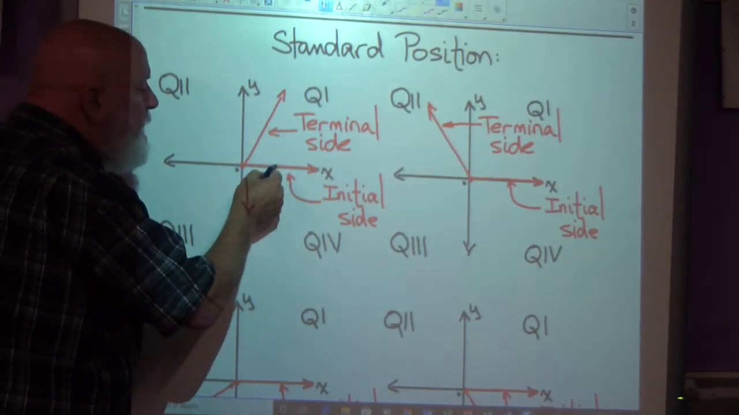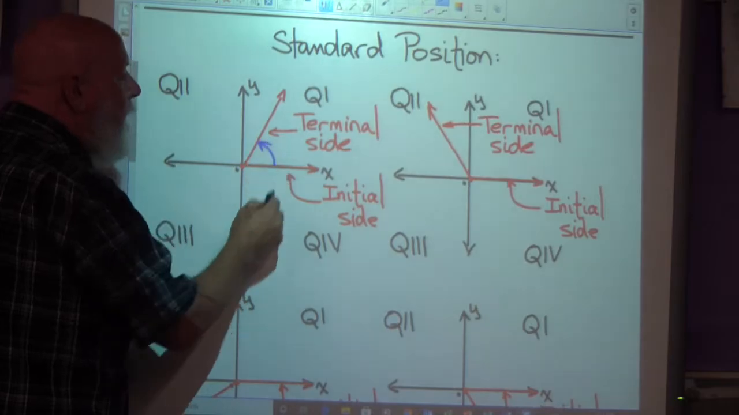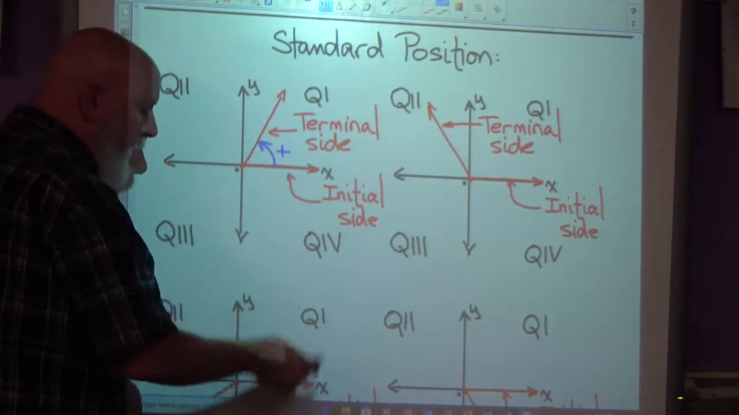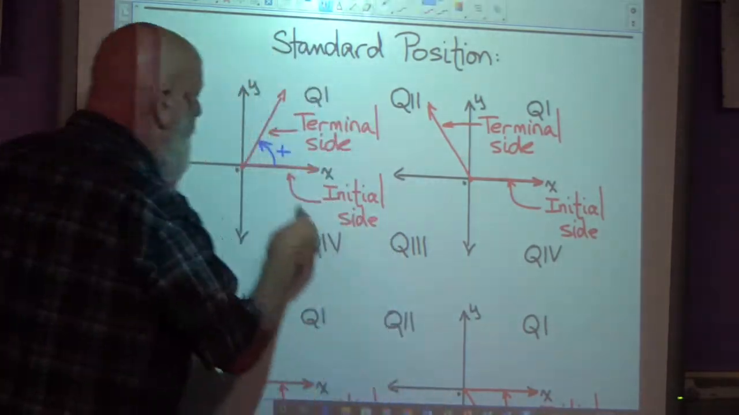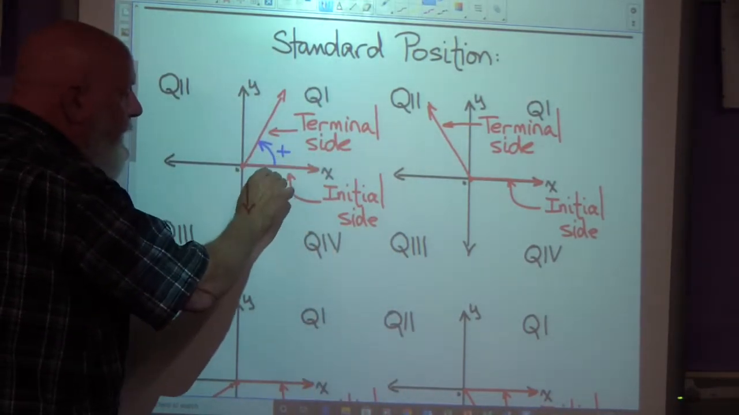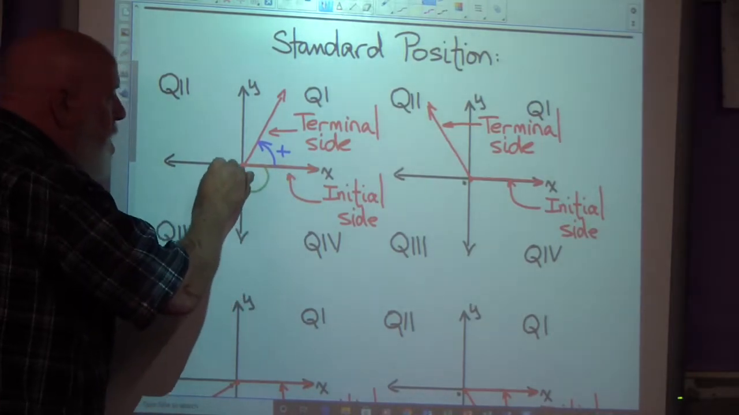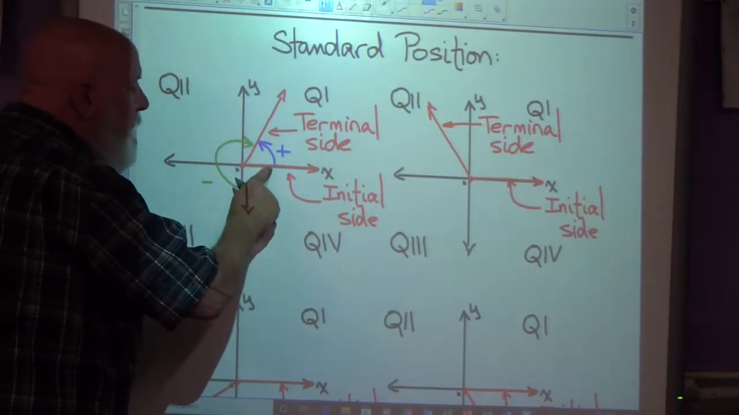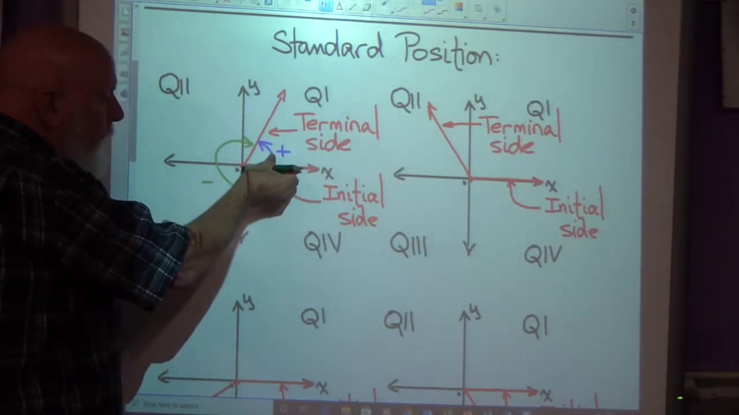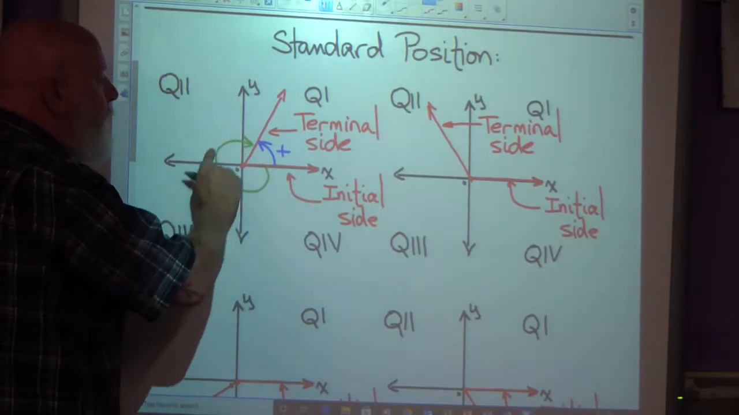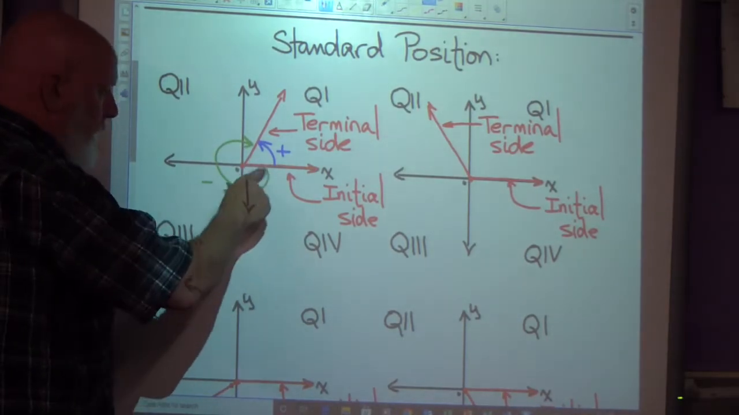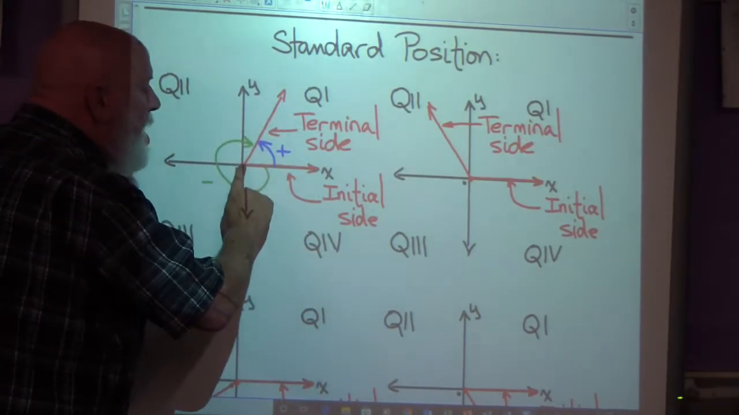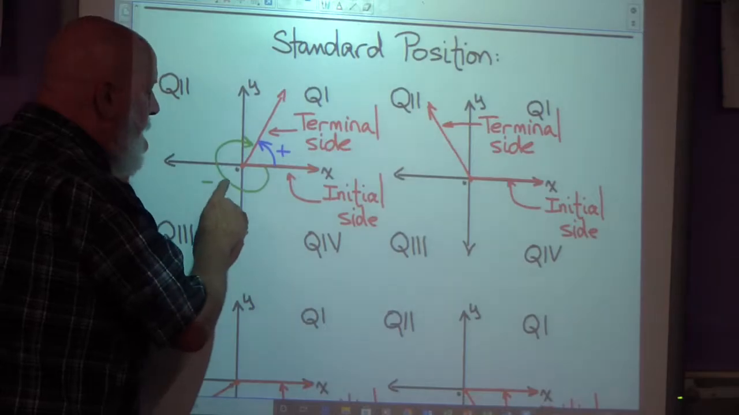Wherever it stops, we're going to call that the terminal side. If we rotate in this direction, we call that positive rotation. If we were to start here and rotate in this direction and stop here, we would say that's a negative rotation. You can rotate in a positive direction, going counterclockwise, or in a negative direction, going clockwise. In either event, wherever you stop is called the terminal side, and the initial side is always the positive x-axis.